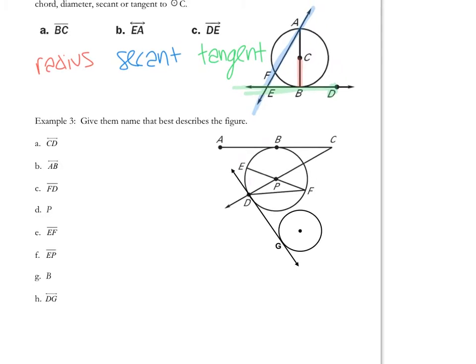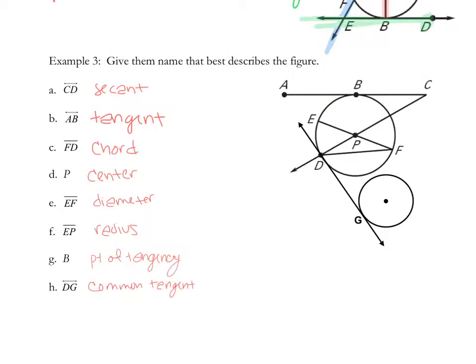Alright, give the name that best describes the figure. So I want you to go through, look at the diagram, see if it's a line, segment, ray, point, and then write down the name. Good luck. Alright, check to see how you did. The first one is a line and it goes through the circle, so it is a secant. The next one is tangent. The next one is chord. Then center, diameter, radius, point of tangency, and common tangent. And if you need more descriptions of those, rewind the video and listen to that first part again.